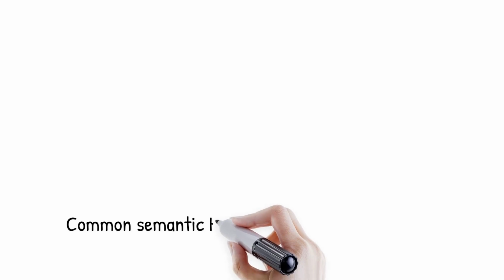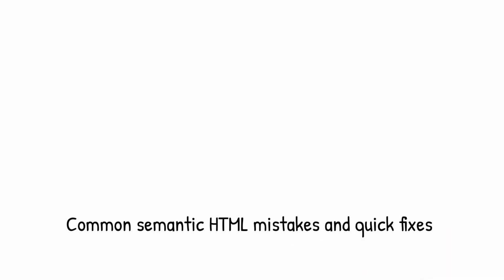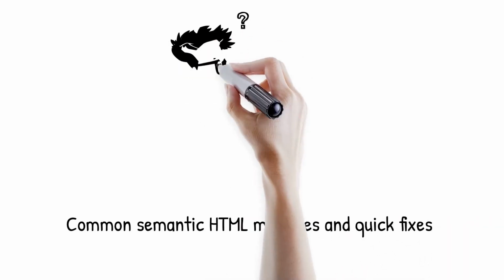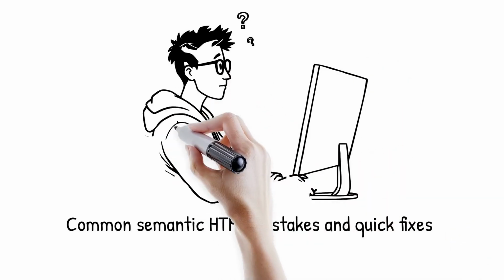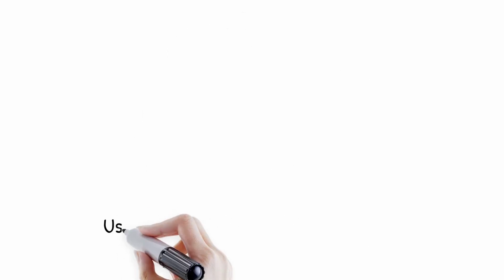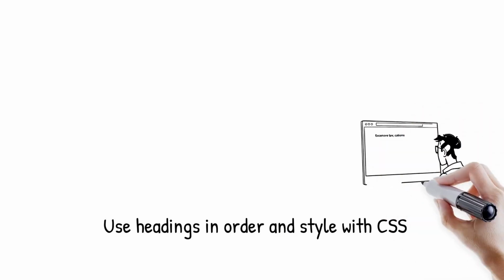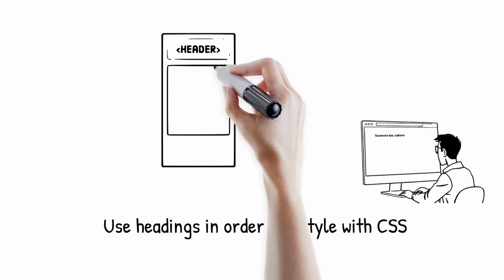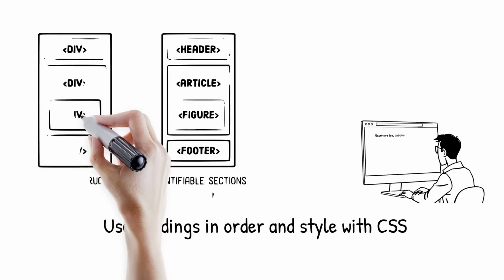Here are a few common semantic HTML mistakes. Mistake 1. Using section for everything. If it's just a container for styling, use a div. Mistake 2. Multiple main tags. Only one main per page. Mistake 3. Using headings out of order. Use proper heading levels. Style with CSS. Mistake 4. Putting everything in nav. Only use nav for primary navigation.